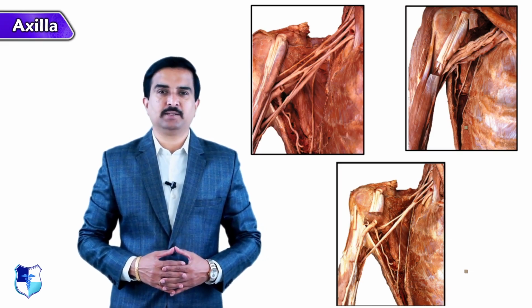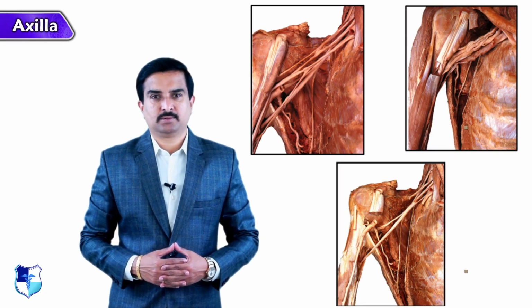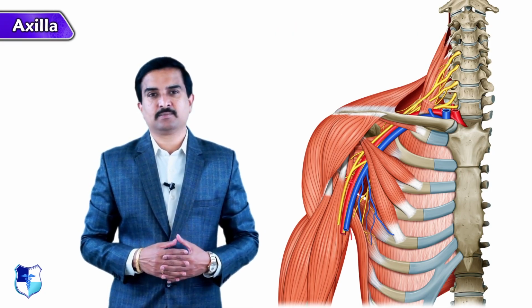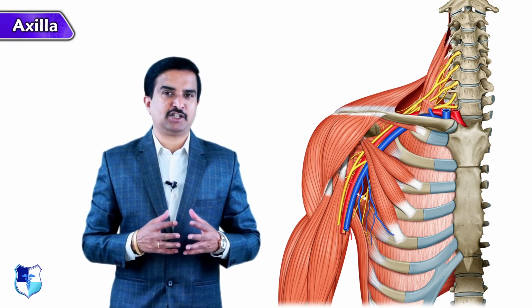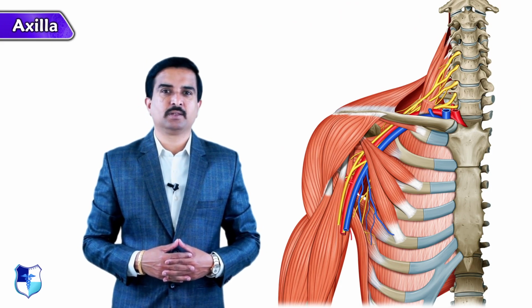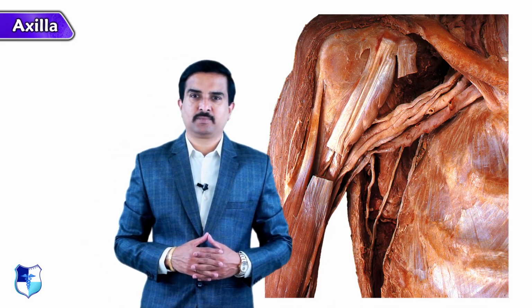Hello guys, I am here to demonstrate the axilla in a cadaveric specimen. Sometimes it becomes very easy for us to understand the structures by seeing colorful images in the atlases. But it is very important to identify the most important structures, especially the neurovascular structures of the axilla. So let me start the discussion with this beautiful image.